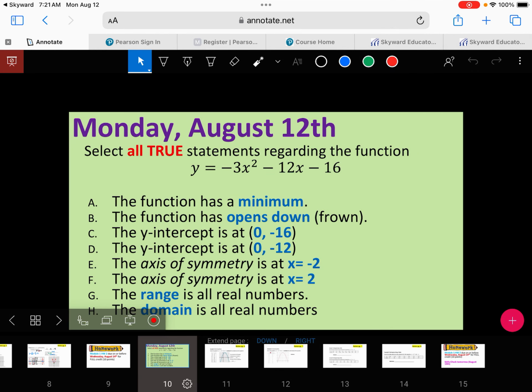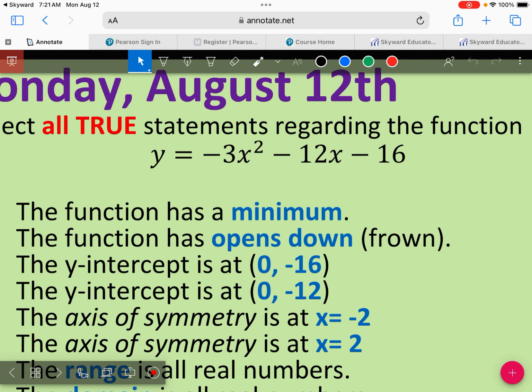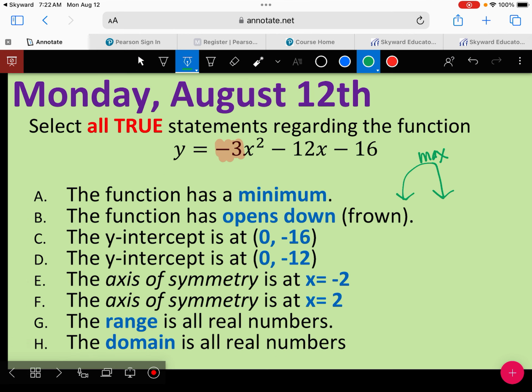All right, so because it has an A value that is negative, for the max and min we're looking at this number. Because it's negative, that means that it is a frown. And if it's a frown, it has a maximum, not a minimum. So that means that A is false, B is true.